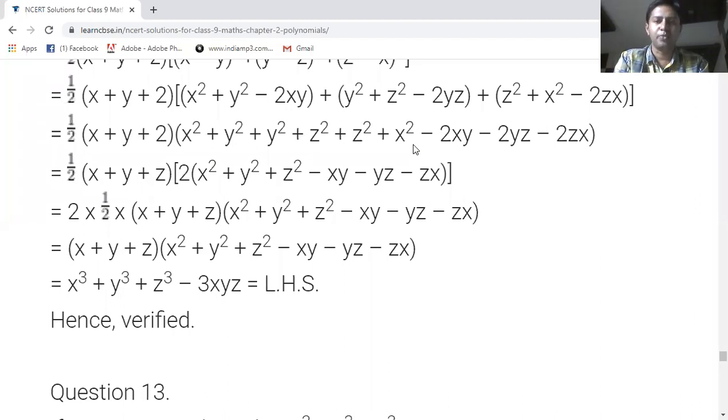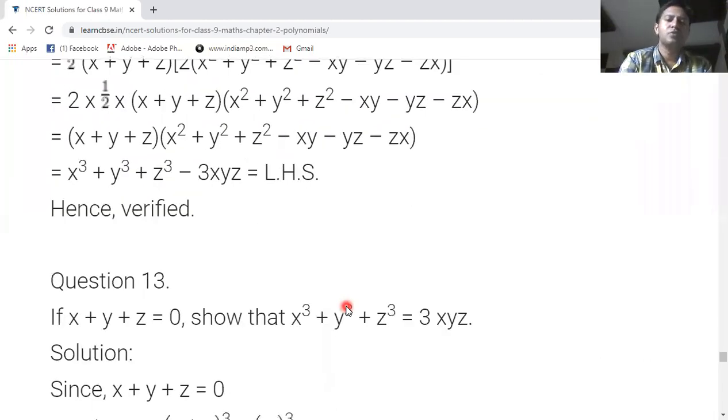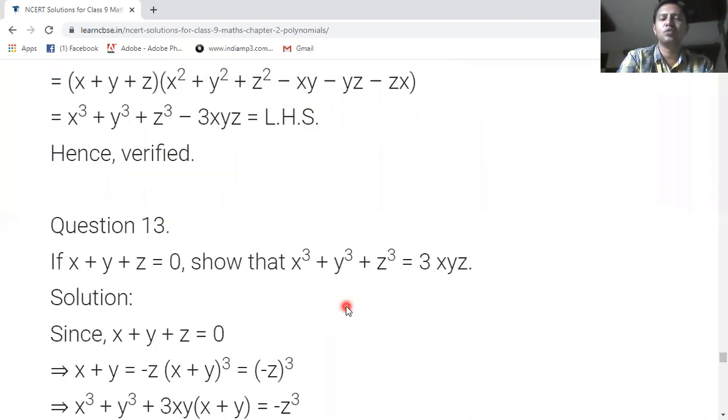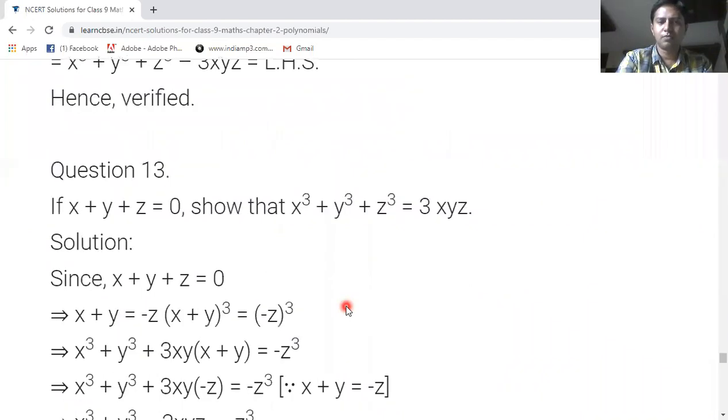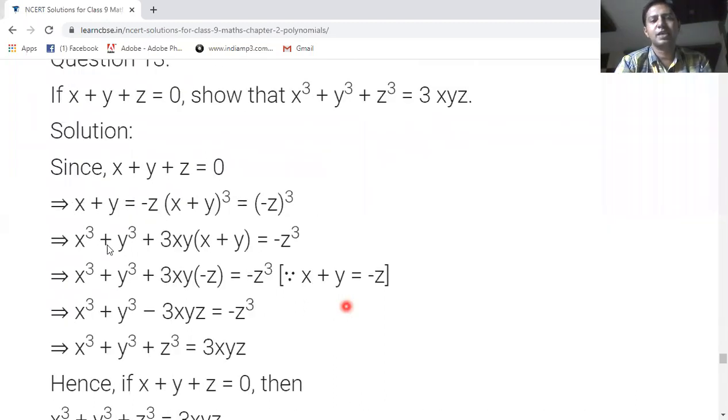Very good, Prabhu. Now question number 13. If x plus y plus z is equal to 0, very simple question, we need to prove x cube plus y cube plus z cube is equal to 3xyz. Since x plus y plus z is equal to 0, that is x plus y is equal to minus z, or x plus y whole cube is equal to minus z cube. After solving this, we'll get x cube plus y cube plus 3xy into x plus y.